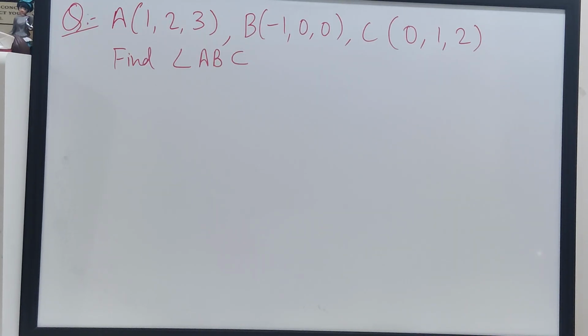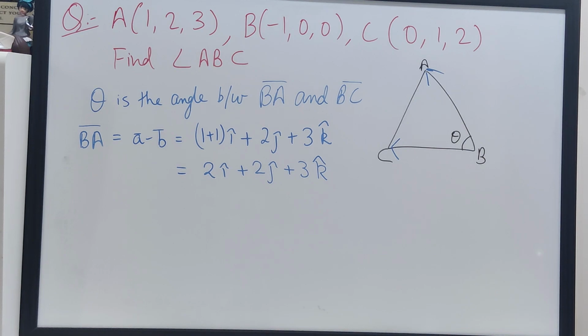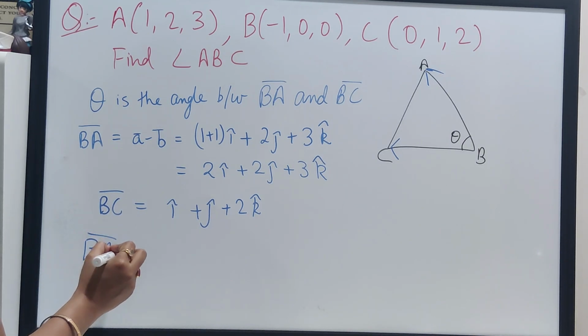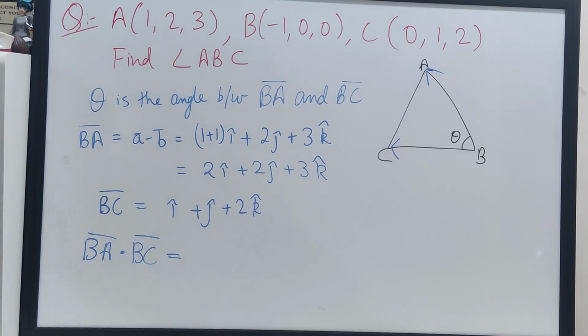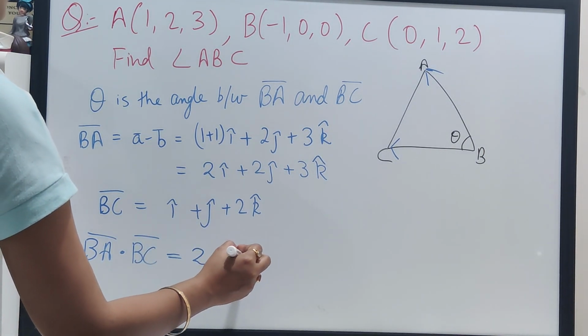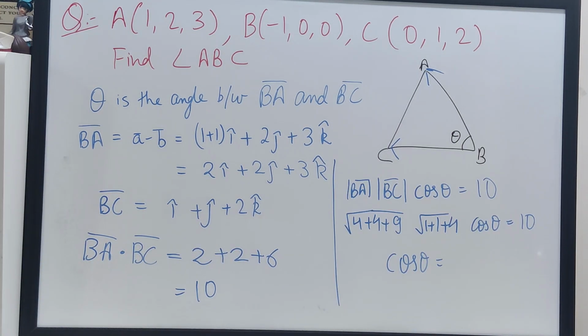Next question, A, B and C are given. You have to find the angle ABC. So first calculate BA and BC. Then take the dot product of BA and BC. So that gives you theta as cos inverse of 10 by root under 102.